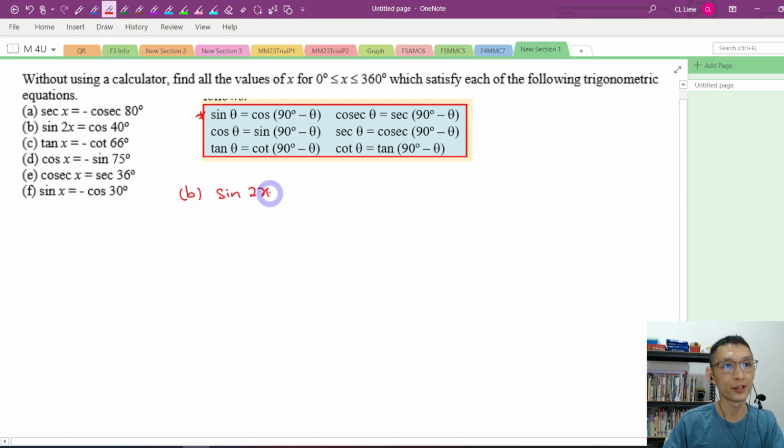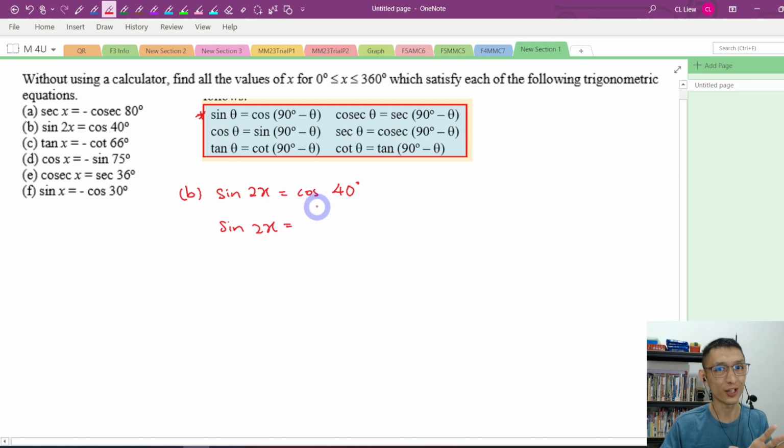Sine 2x is equal to cosine 40 degree. Now you notice that it's different. This is sine, this is cosine. So I'm going to use this relationship to help me change both to become the same. So sine 2x is equal to, okay, cosine, I can change the sign, right? Remember what I told you just now? Sine, cosine one group, sine, cosine, tangent, cotangent, secant, cosecant. Okay, now cosine is equal to sine 90 degree minus 40 degree.